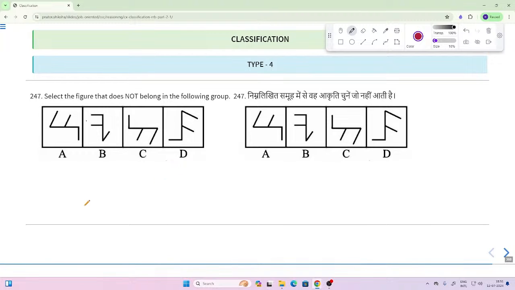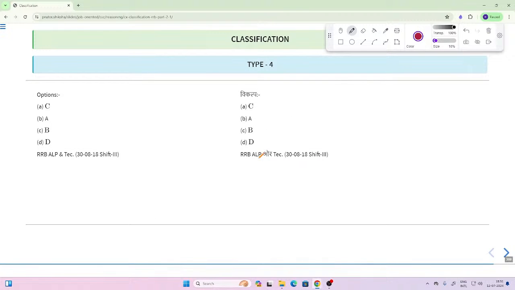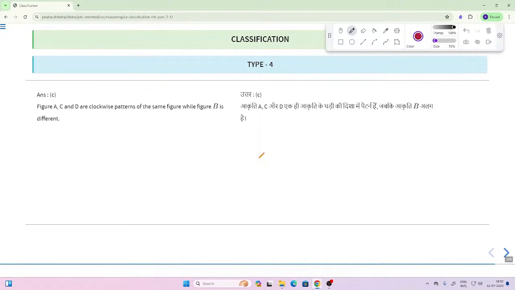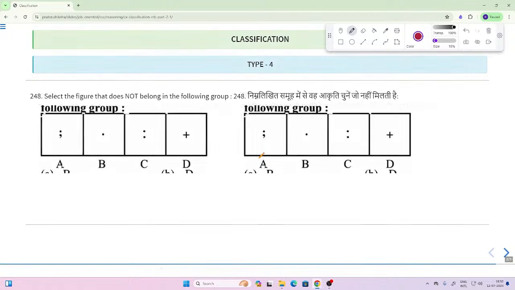Select the figures that don't belong in the group. 1, 2, 3, 4. So this is the figure. Clearly, it is being rotated clockwise in all of them except in B. B cannot be found by rotating it clockwise. And even the shape is wrong. This should be straight, not as edged. Not such a zigzag. Hence, B is the odd one out. Figures A, C, D are clockwise patterns of the same figure, while figure B is different.